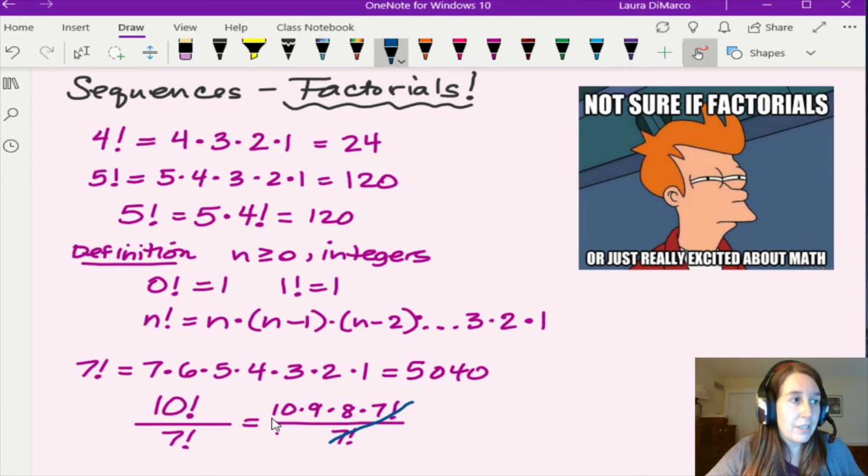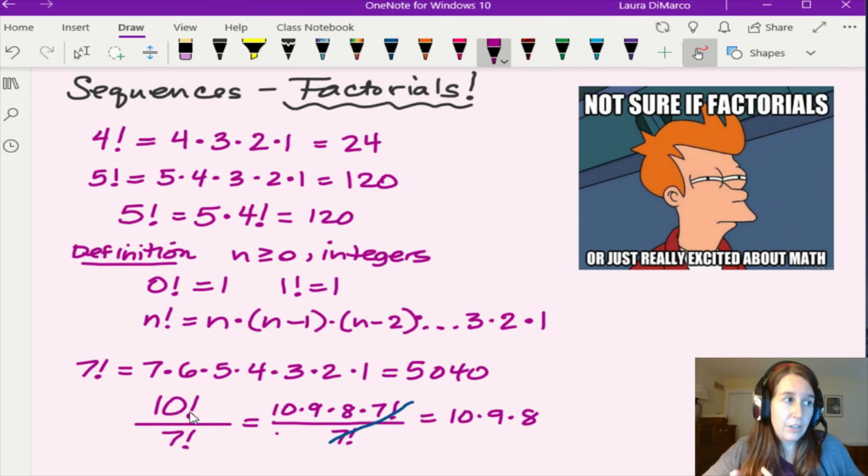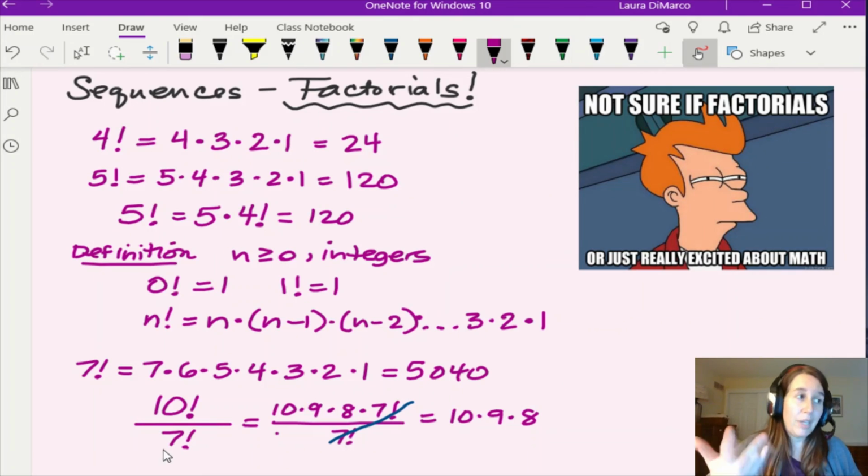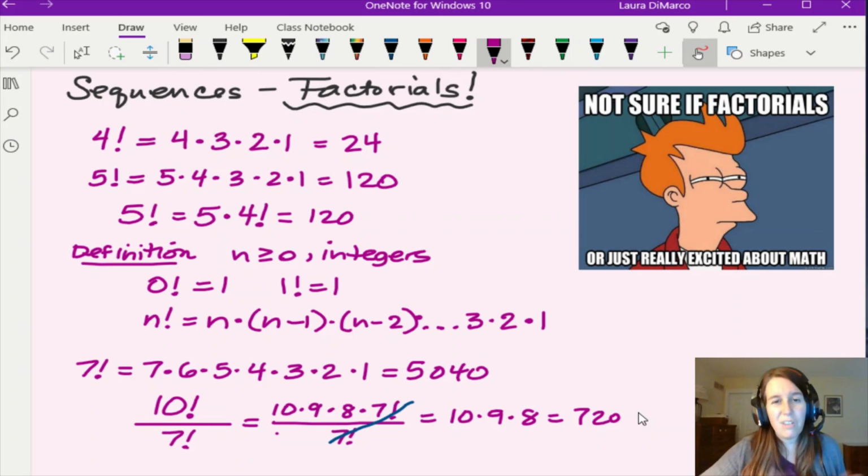So all this then is 10 times 9 times 8. It's only 10, 9, and 8 because everything else is divided out. So that's 72 times 10, 720. But you can also use your calculator to calculate all the factorials if you want.